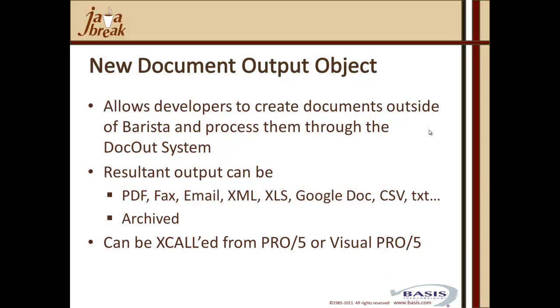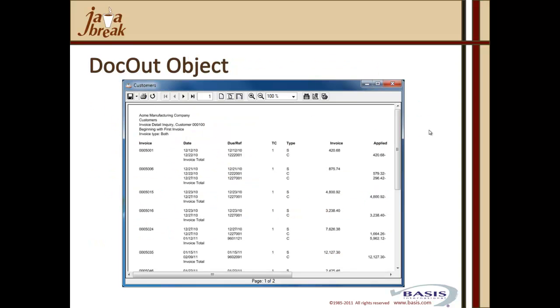And of course, if you haven't yet made the move from Pro 5 or Visual Pro 5 to BBJ, you can always call this functionality from within Pro 5 or Visual Pro 5. Here's an example of what a document output object report would look like. Let me hand over to Sam Velopis to take you through an example of the new document output object being called from a standard BBJ program.